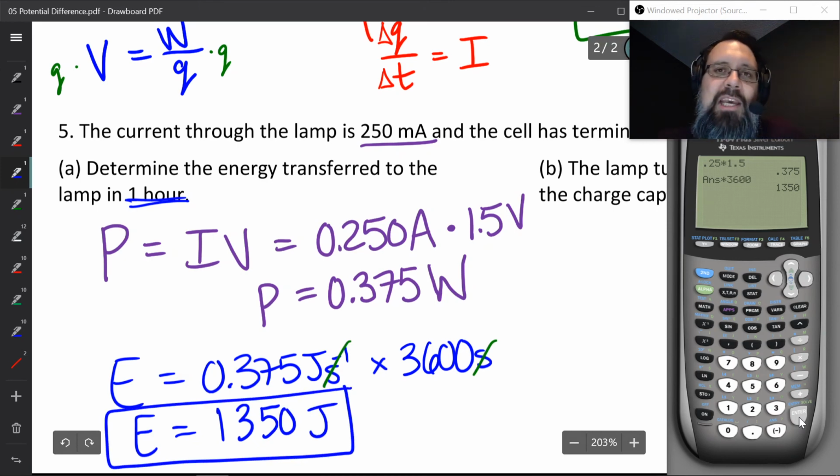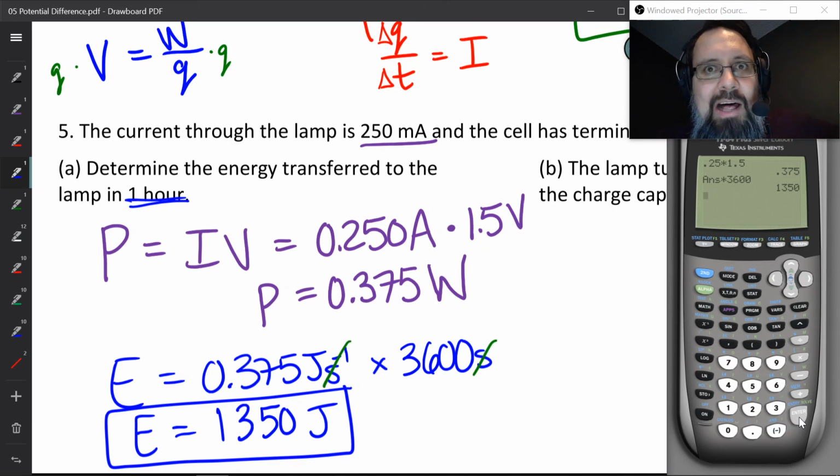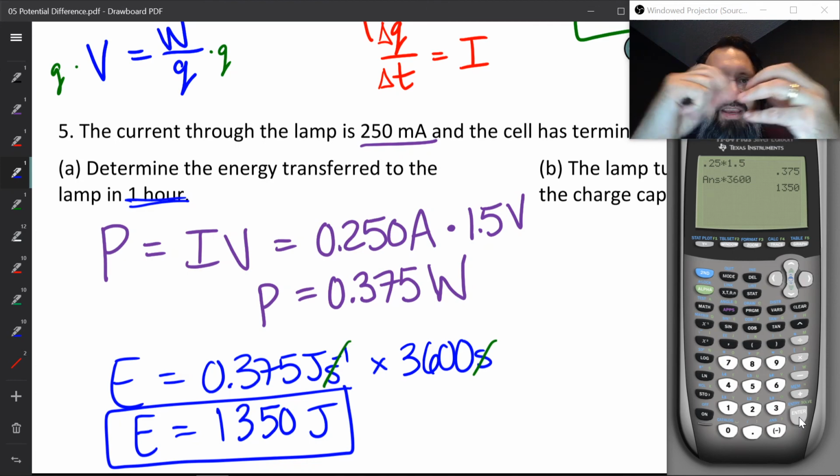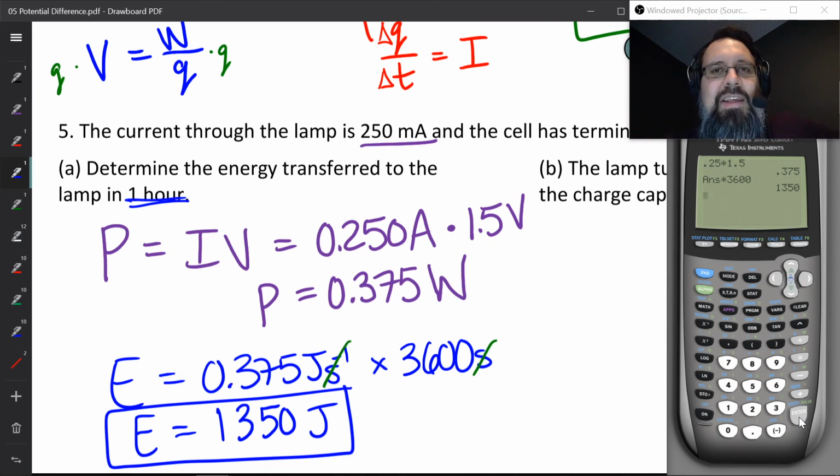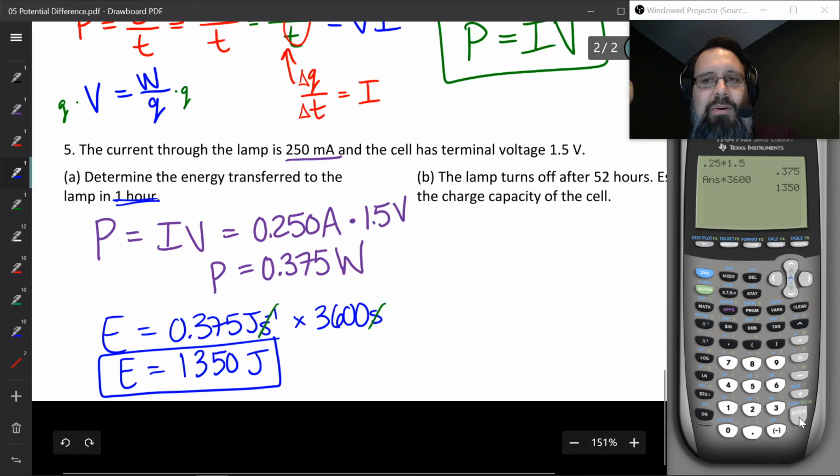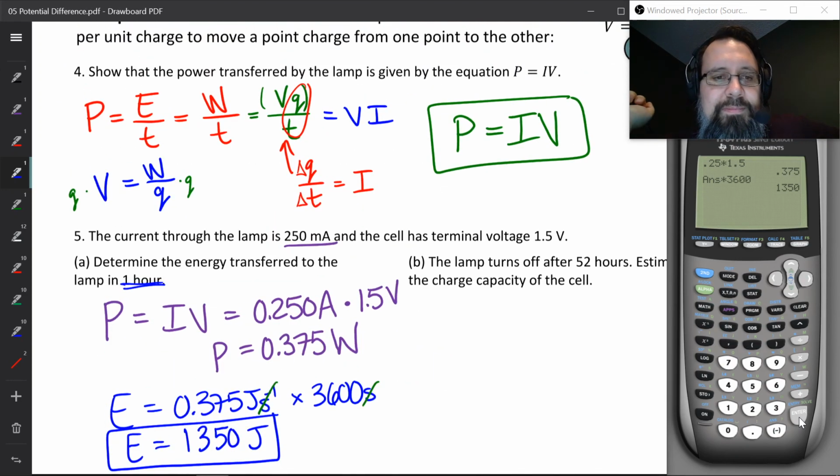And that energy would be coming from within the cell. There are chemical reactions taking place. It usually involves dissolving a substance. I don't know if they taught you that in chemistry, but I'm going to talk to you guys about it in an upcoming topic. So don't worry, we'll discuss battery chemistry later on.